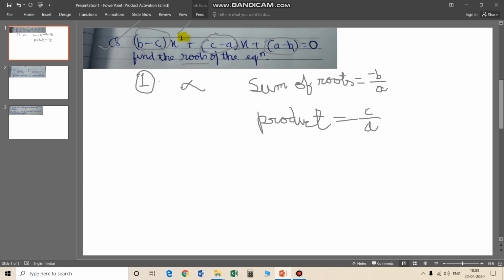These two things can be proved by the Sridharacharya formula, which is minus b plus minus root over b square minus 4ac by 2a. The plus minus, if you add, it will come minus b by a, and if you multiply, it will come c by a. Now here the product is c by a. What is c in this question? a minus b. Very clear. Now what is a here? b minus c.